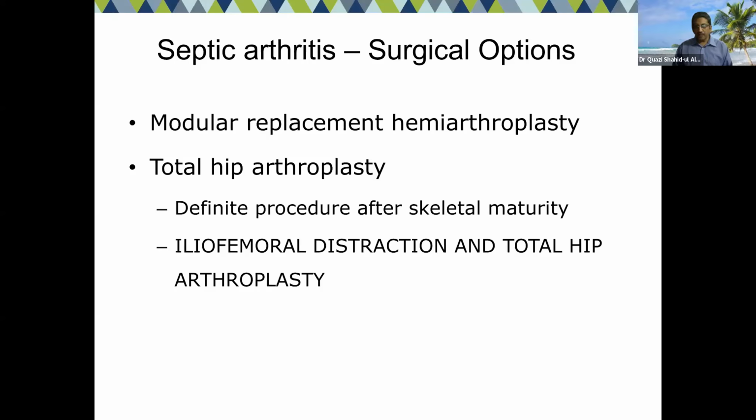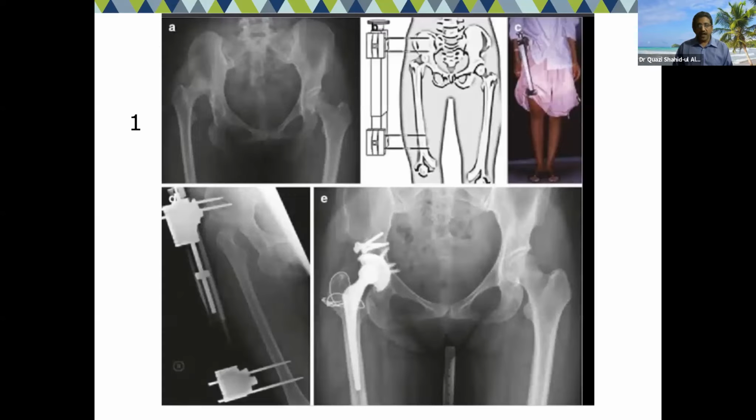But remember, because it's a sequela of septic hip, by the time we take this decision for hemiarthroplasty or total hip arthroplasty, the proximal femur has migrated way above the acetabulum. So we need to bring it down before going for these procedures. So this iliofemoral distraction will help us a lot. With the help of this distractor, we put the proximal femur back to its normal anatomical alignment, and then we can go for hemiarthroplasty or total hip replacement.